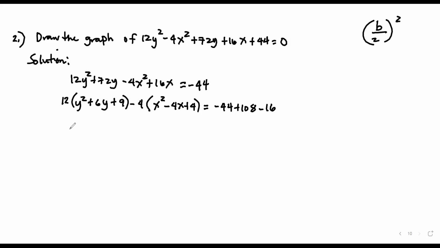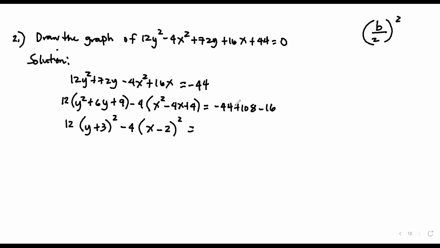Completing the squares. Factor this one. Square root of y squared, y. The sign depends on the sign of the second term. Square root of the third term, 3. So the factor of y squared plus 6y plus 9 is y plus 3, minus 4. Square root of x squared, x. The sign depends on the second term. Square root of 4, 2. So x minus 2. When we expand, this is the answer.